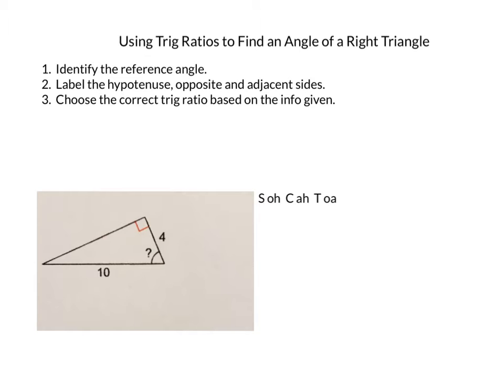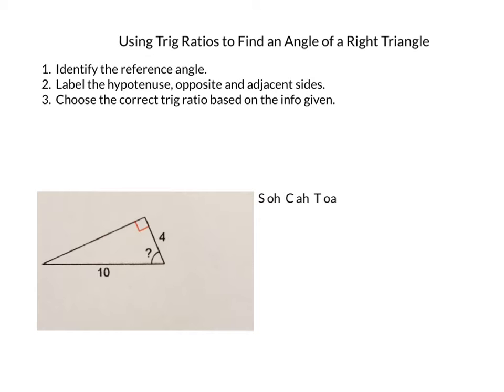So let's get started. The three steps that we tend to use for most of the problems in trig are listed right there. We want to identify the reference angle, and then we label the hypotenuse, opposite, and adjacent sides according to that reference angle. And then we want to choose whether we're going to use sine, cosine, or tangent. So we're going to go through a few problems just to get used to these steps.